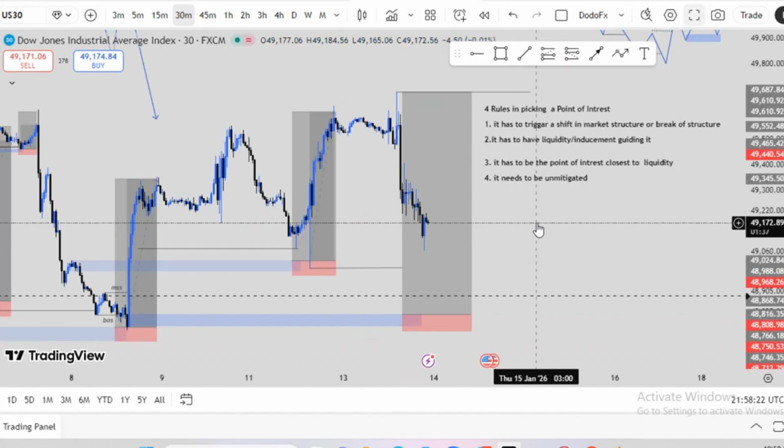Now let's talk about the 4 rules in picking a point of interest. Number 1, it has to trigger a shift in market structure or a break of structure. Let's focus on the MSS, which means shift in market structure. Let me use the chart to explain this.